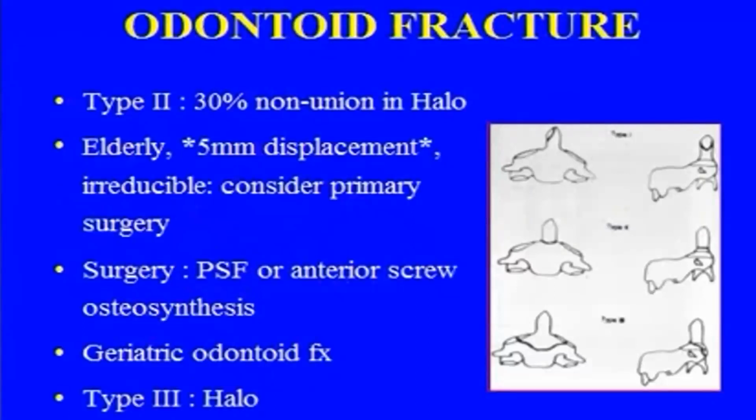Odontoid fractures, we know that you have a tip, the waist, and the body. The tip, most of the time, the ligaments are intact and is stable. The waist, if it's displaced more than 5 millimeters, does not heal. It's a watershed area, and we have problems with it uniting. Another problem is the elderly won't tolerate any form of brace treatment.